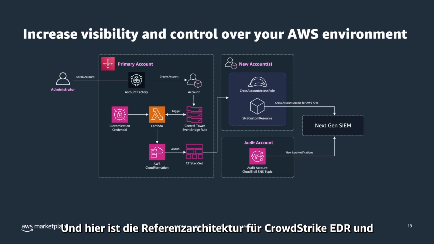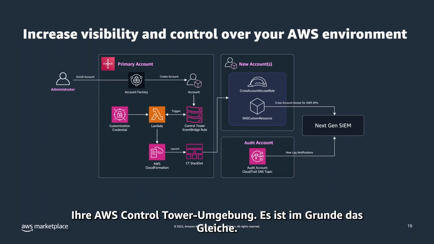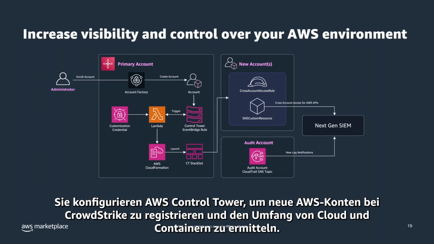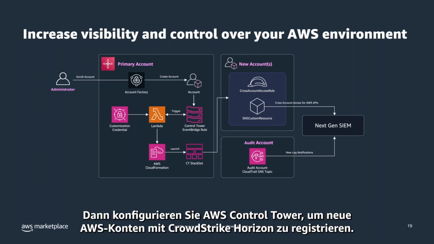And here's the reference architecture for CrowdStrike EDR in your AWS Control Tower environment. It's the same set of steps. It's pretty straightforward. You configure AWS Control Tower to register new AWS accounts with CrowdStrike Discover for cloud and containers. And then you configure AWS Control Tower to register new AWS accounts with CrowdStrike Horizon.